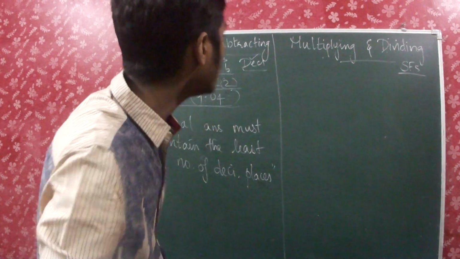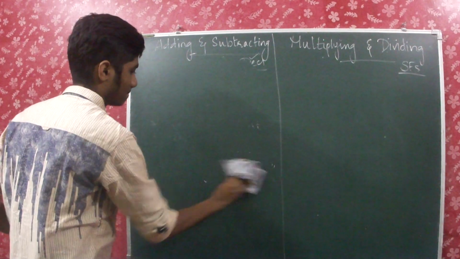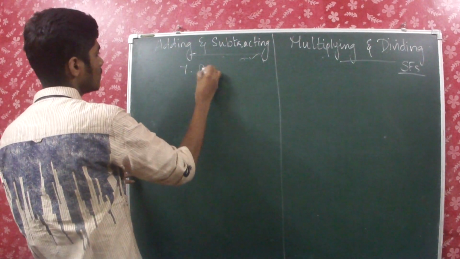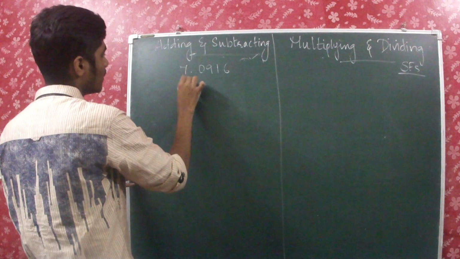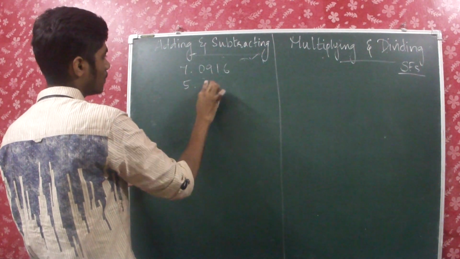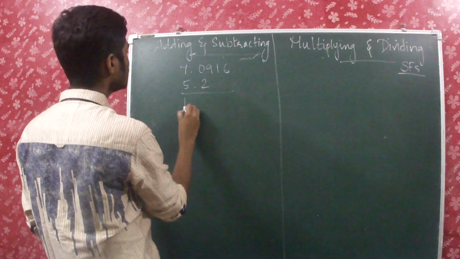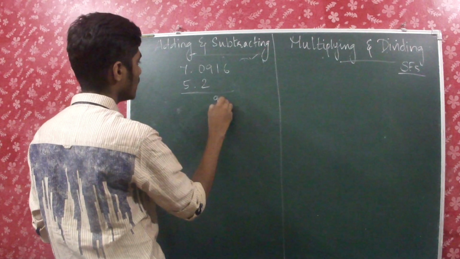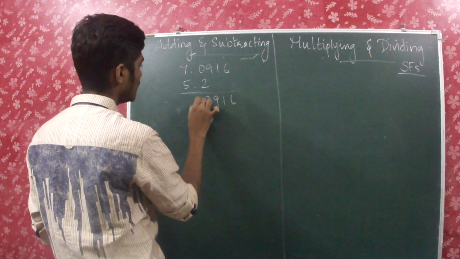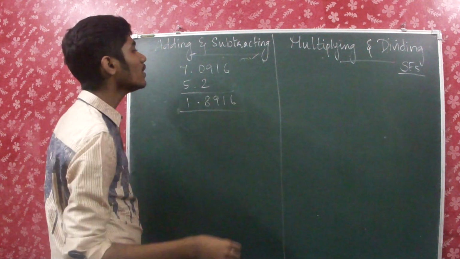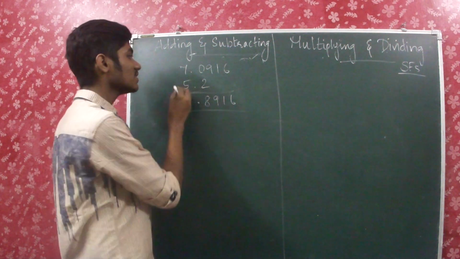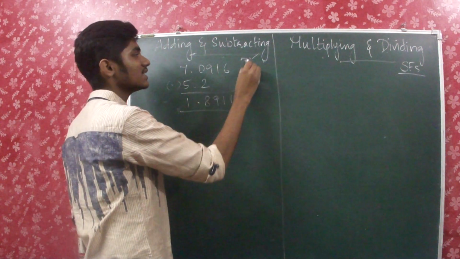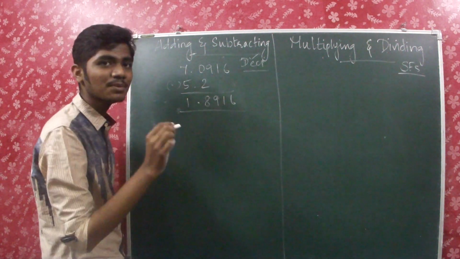And if I give you one more example for this, 7.0916 and 5.2. When you add this, it becomes... sorry, we will subtract this. So 1.8916 is the answer. I have subtracted these two. So for subtraction also the same rule applies. You have to think about the decimal places. The least decimal places must be taken into account.